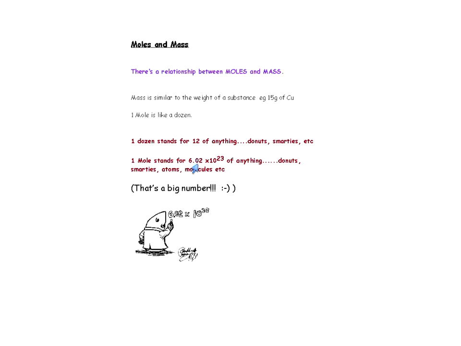So a mole, instead of being like 12 of anything, is 6.02 times 10 to the 23 of anything. So it doesn't matter if it's donuts or Smarties or atoms or molecules. We're normally talking about atoms and molecules. But in other words, it's just a really big number. That's all a mole is. It's just always this many of something, no matter what that something is.